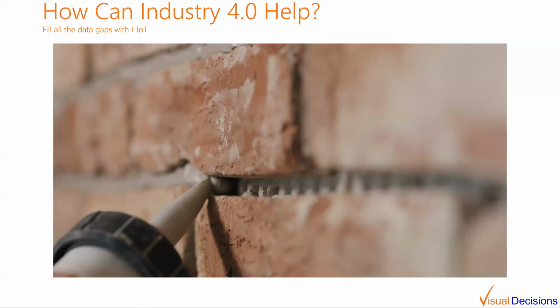So, the first question is, how can Industry 4.0 help? And the immediate answer is that it really helps fill all of the data gaps utilizing this Internet of Things technology. The traditional systems that we have in place on the shop floor, putting information into ERP and things like that, don't have the level of granularity that is required in order to be able to look at these real-time costs.